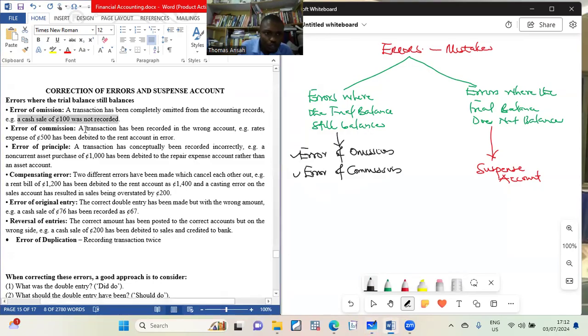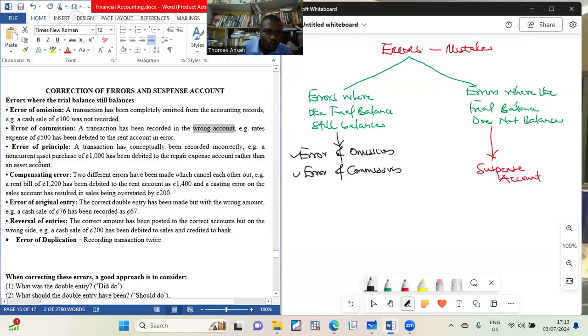So for example, we have rate expenses of 500 cedis, which has been debited to what? Rent. The double entry in terms of debiting and credit is correct because you have to debit it. But instead of debiting, what do we call it? Rate. What we actually debited was what? Rent. So what do you have to do? You have to move it out of the rent and put it back in the rate. That's all. So commission is when you record the double entry correctly, but in a wrong account. All right, so that is that. You record it in a wrong account.